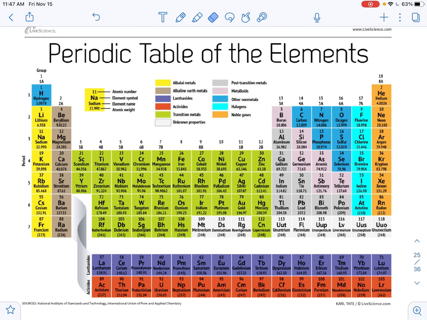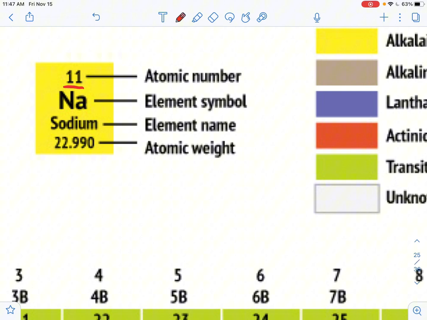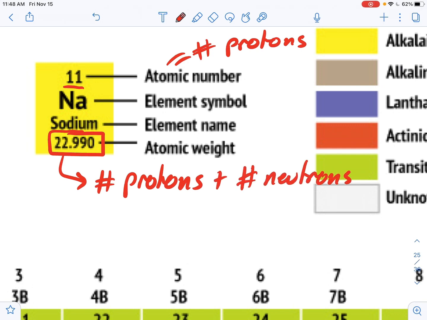So here we have our periodic table, and we're going to zoom into this example of sodium. Here, you can see the atomic number is 11. The atomic number is just equal to the number of protons in the nucleus. The atomic weight, or the mass number, is equal to the number of protons plus the number of neutrons. So as you can see, 11 protons with an atomic mass number of almost 23 means that there are 11 protons and 12 neutrons in sodium.